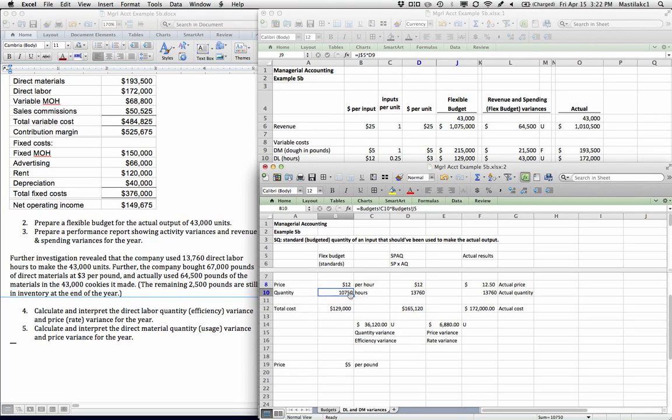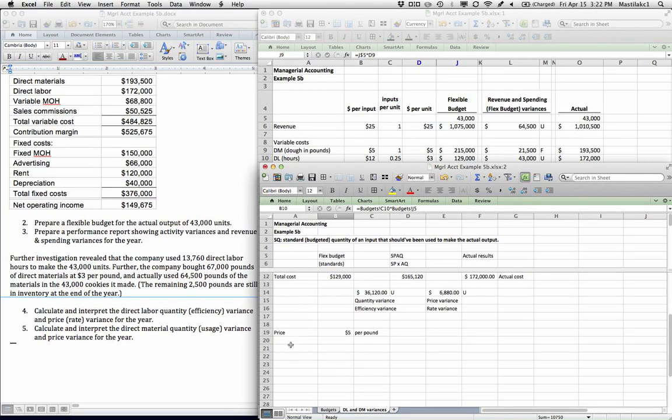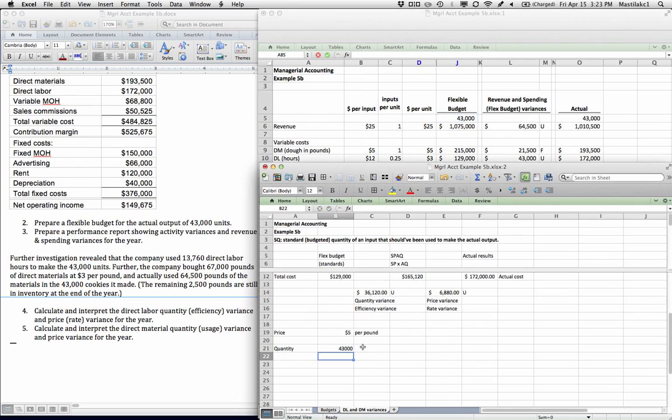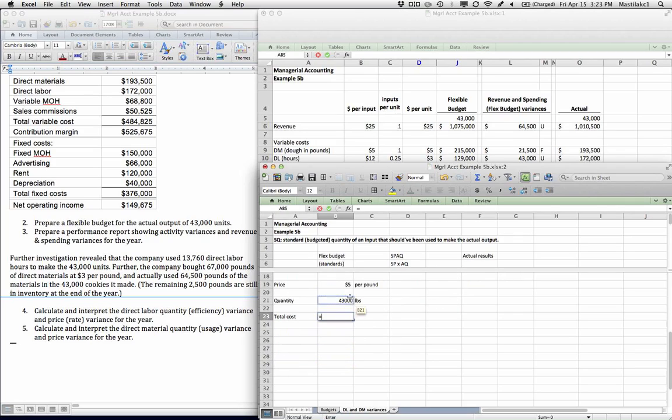And what we also want to think about, just like before, we had our standard quantity of hours, which was the number of labor hours per cookie times the number of cookies. Our standard quantity, the quantity of input that should have been used to make the actual output, is going to be 1 pound of dough per cookie times the 43,000 cookies. So what that tells us is we should have paid $5 per pound and used 43,000 pounds. And so our total cost should be 5 times 43,000, or $215,000. That's our flex budget amount.